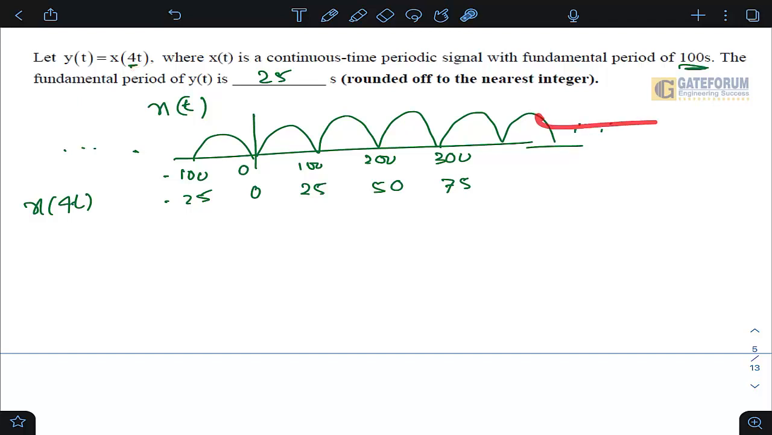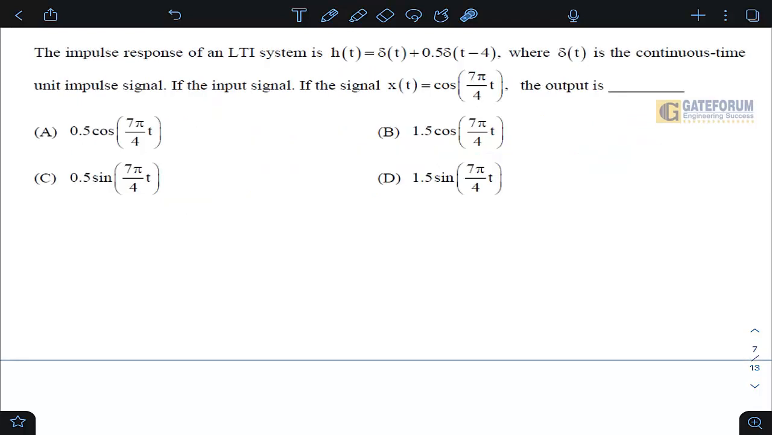And how is it happening? You can take any example and see it clearly. So the answer is 25 for this. This question was asked in GATE 23 of Instrumentation. This is, you can say, either from signals and systems or control systems.